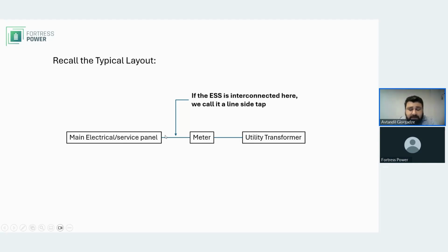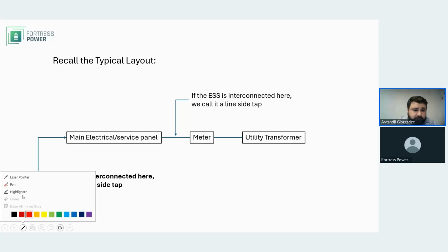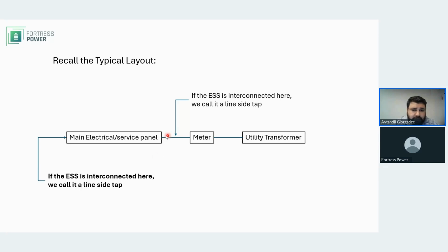But there's another way of doing it. You can connect the energy storage system directly to the main electrical panel, and that is what we would call the load side tap. So if we are somewhere here, right? This is the load side, this is the line side. We connected our ESS here on this side. This is the load side tap. We connected something on this side. This is the line side.